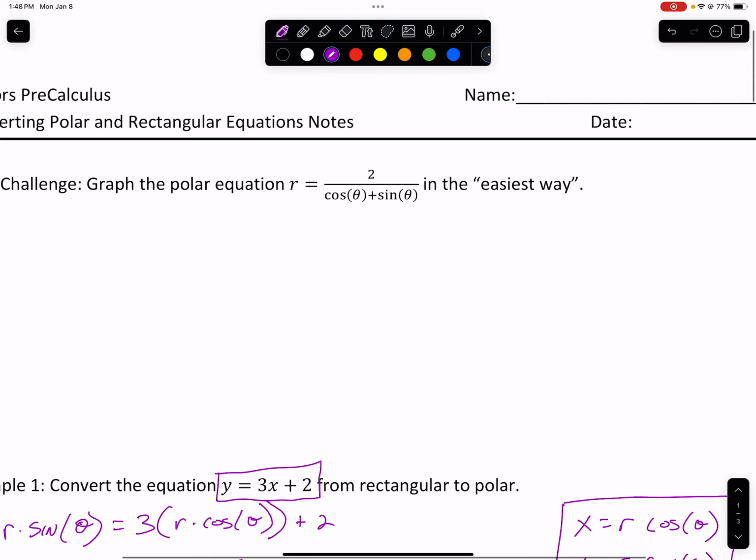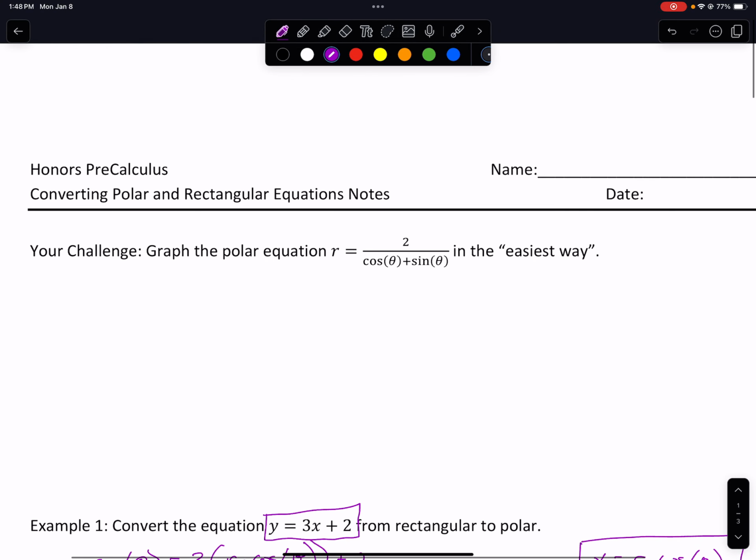So now try your challenge again. See if you can apply these concepts to the challenge question. I would rather just graph a line if I could, instead of trying to figure out this polar. So see if you can convert this to rectangular, and then you'll have a graph.